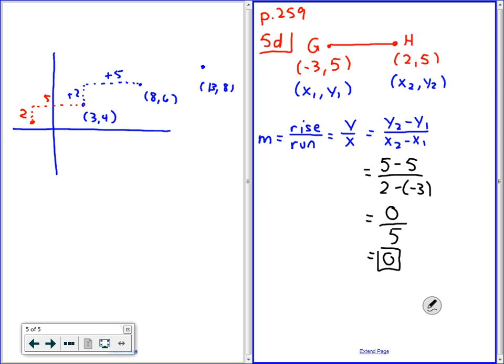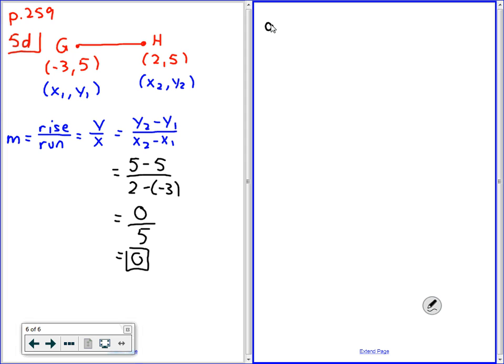Okay, so you just learned something. A zero slope means no rise, so a horizontal line. So it's possible to have a horizontal line.